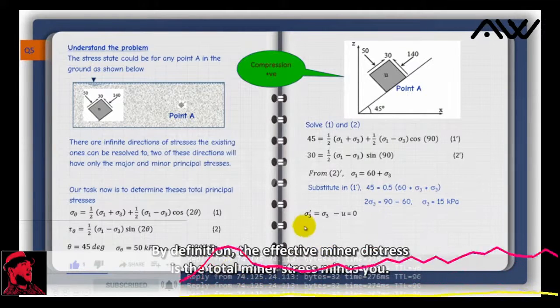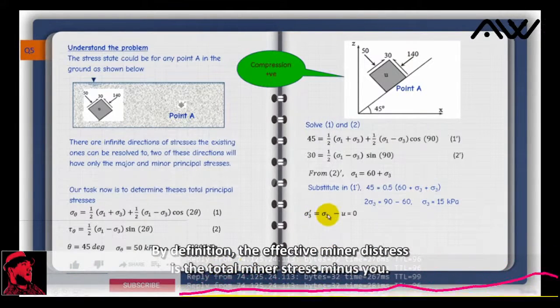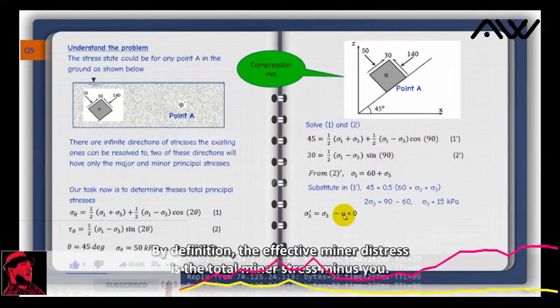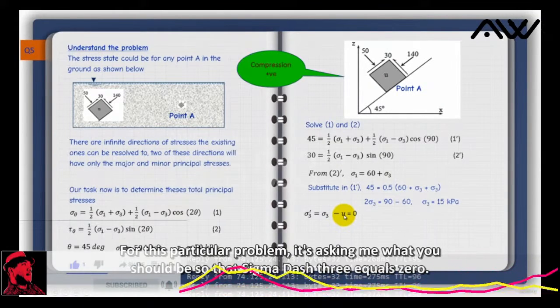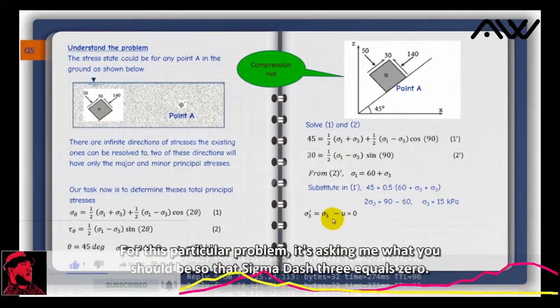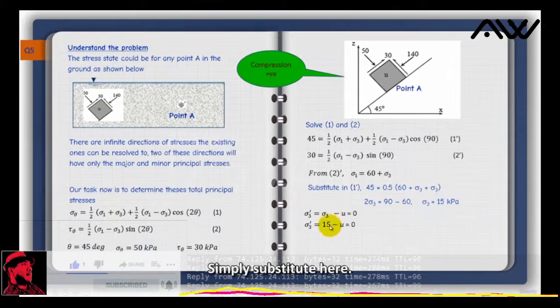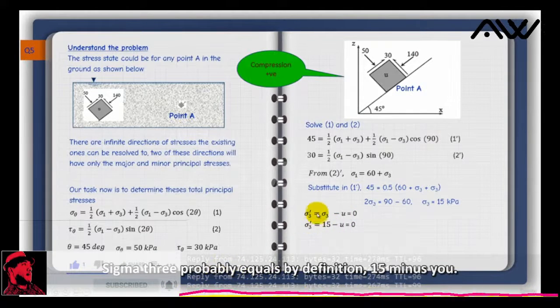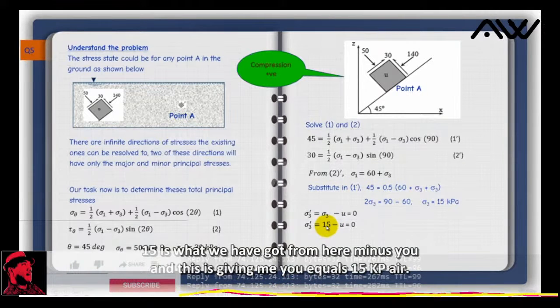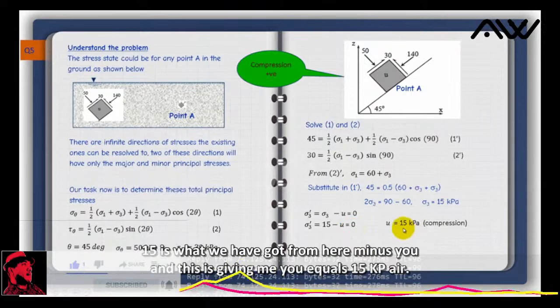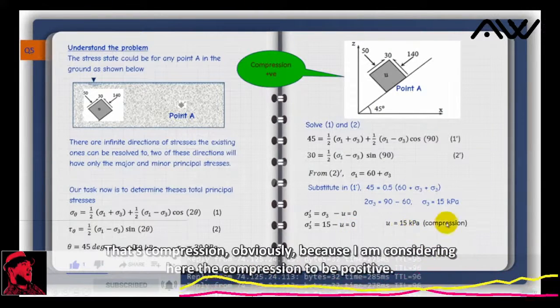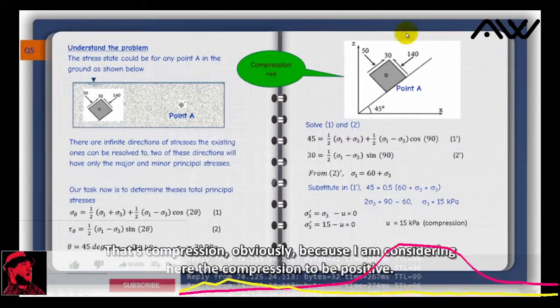By definition, the effective minor stress is the total minor stress minus U. For this particular problem, it's asking me what U should be so that sigma dash 3 equals 0. Simply substitute here. Sigma 3 prime equals, by definition, 15 minus U. 15 is what we have got from here, minus U, and this is giving me U equals 15 kPa. That's compression, obviously, because I am considering here the compression to be positive.